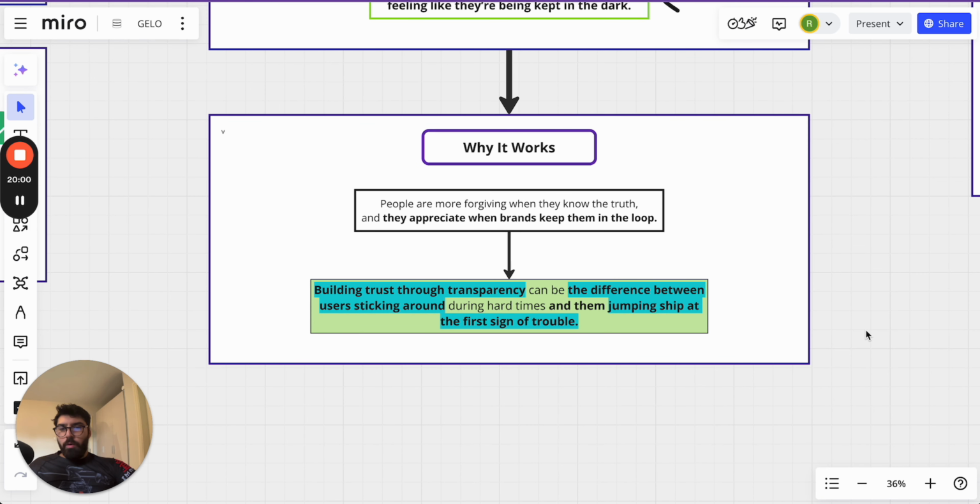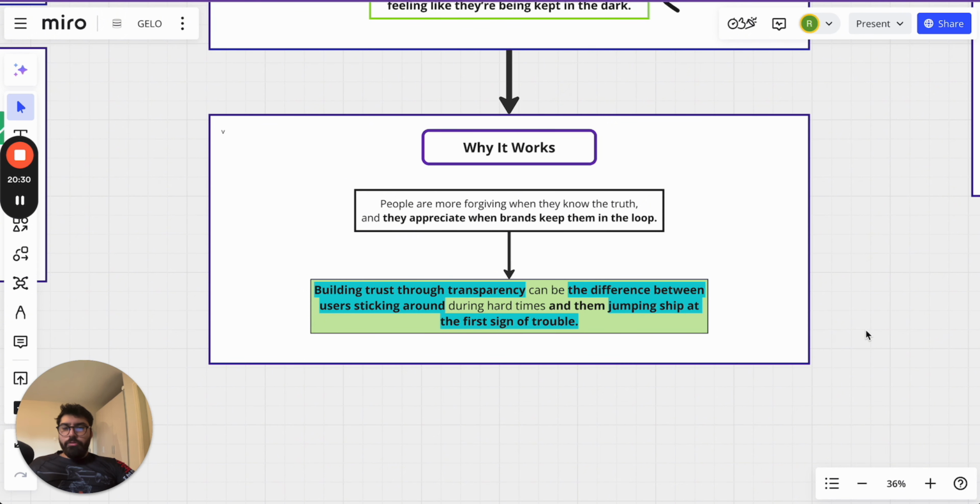And the reason why it works is because people generally are more forgiving when they know the truth, and they appreciate when brands keep them in the loop. In this space where trust is an issue, there are a lot of bad actors. If your community has been curated, quality assured, and engaged with the brand, and then we are being honest and transparent with them, it makes it a lot easier for them to forgive, work forward and move on.